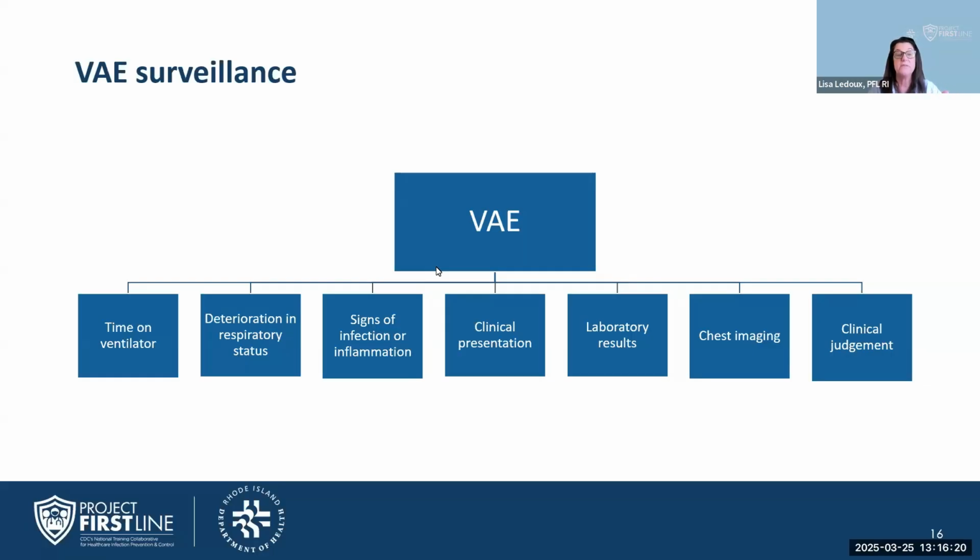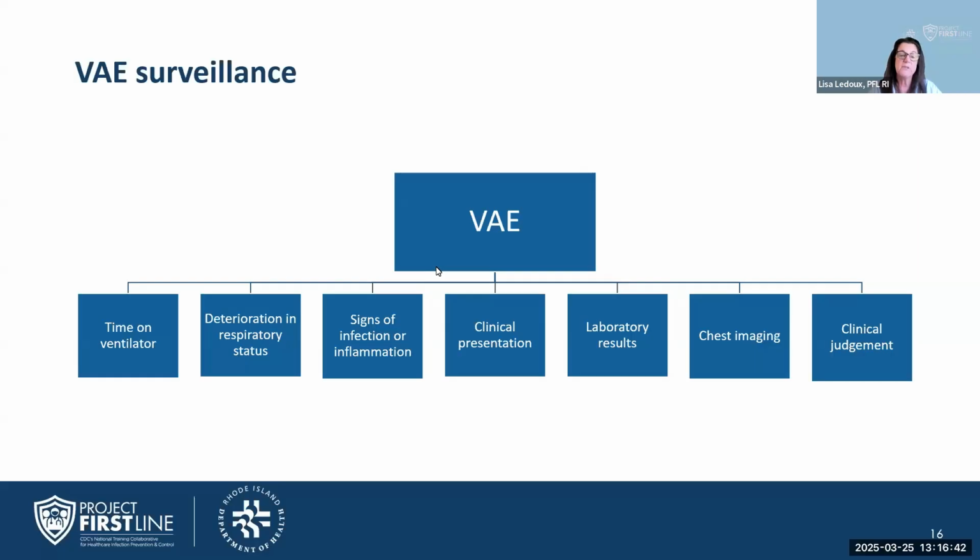Has there been a period of stability on the ventilator followed by a clear deterioration in respiratory status? Are there signs of infection or inflammation, such as elevated white blood cell count or fever or hypothermia? What is the clinical presentation? How are the vital signs? Have the secretions increased or changed in color?